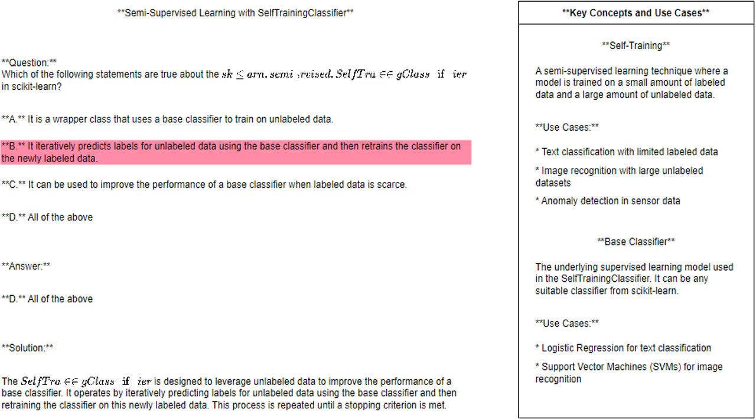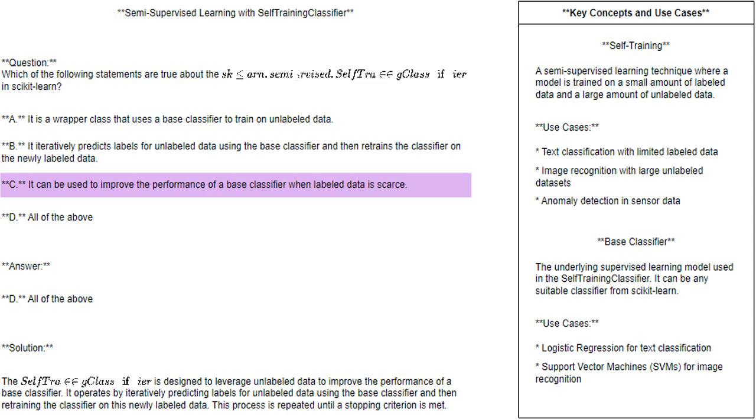B. It iteratively predicts labels for unlabeled data using the base classifier and then retrains the classifier on the newly labeled data. Correct. This is a key benefit of semi-supervised learning. By utilizing unlabeled data along with the limited labeled data, the self-training classifier can often improve the performance of the base classifier. C. It can be used to improve the performance of a base classifier when labeled data is scarce.